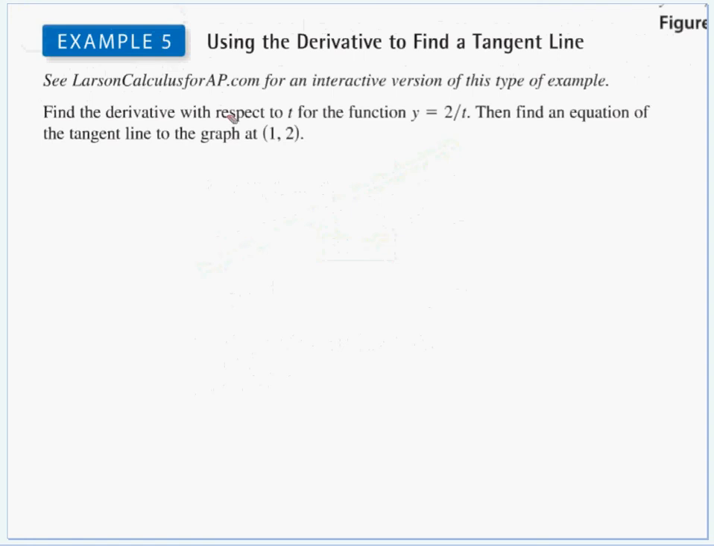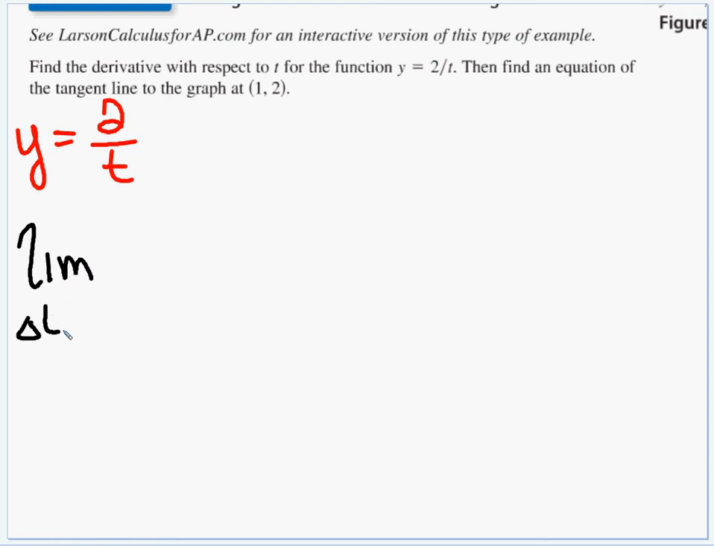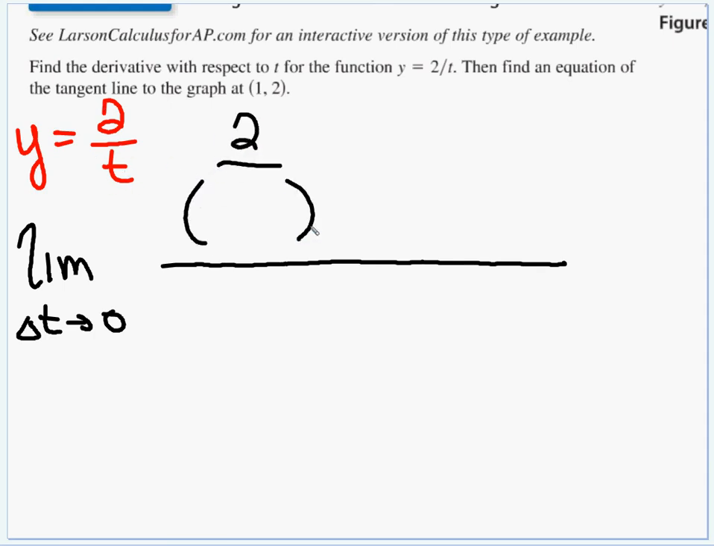All right, example 5. Find the derivative with respect to t for the function y equals 2 over t. So here they just changed up the variable. Y equals 2 over t. So we want the limit as delta t approaches 0. Now here in our numerator, our function is 2 over something. So we're going to have 2 over something minus 2 over something, all over delta t.